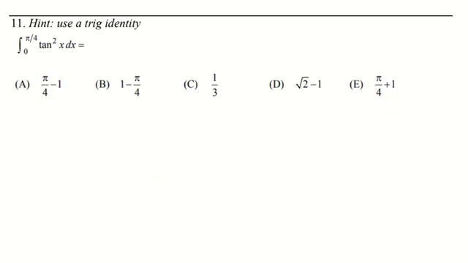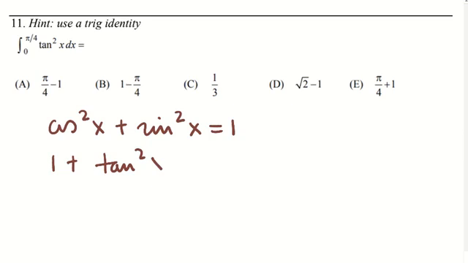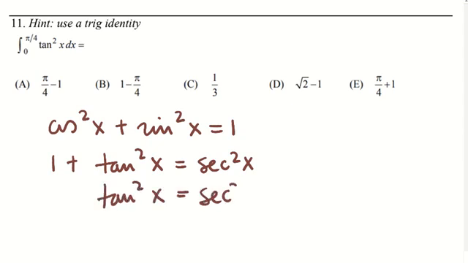All right, so the last one I've got is a multiple choice question. And it even comes with a hint to use a trig identity. Remember that everyone knows that cosine squared x plus sine squared x equals 1. But that doesn't have anything to do with tangent squared. So I'm going to divide everything by cosine squared x. That's going to be 1 plus tangent squared x equals 1 over cosine squared x, which is secant squared x. So tangent squared x is equal to secant squared x minus 1. All right, so I'm going to rewrite this integral.